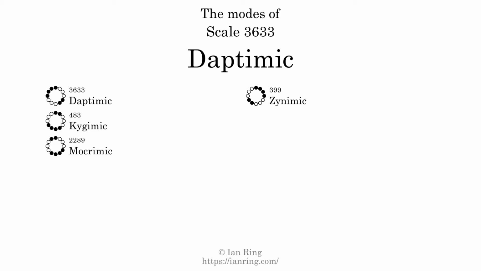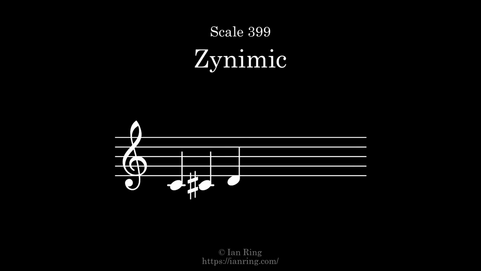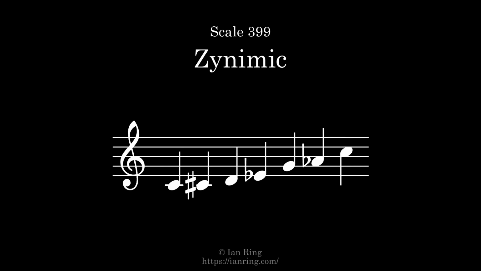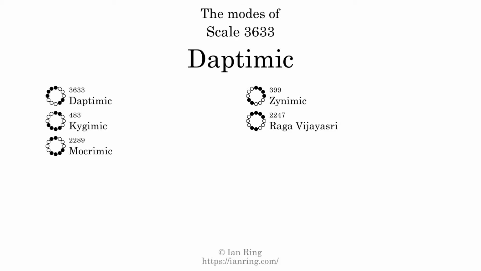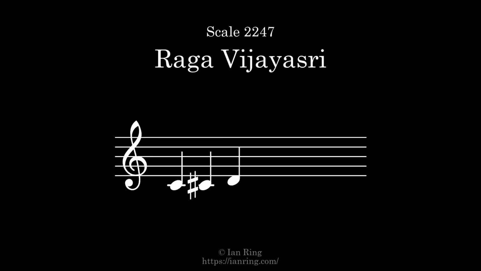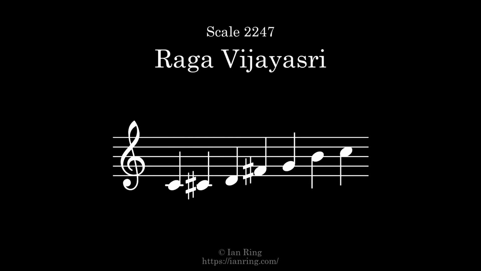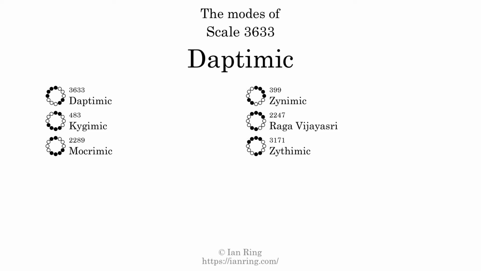The fourth mode is scale 399, also known as Dynamic. It sounds like this. The fifth mode is scale 2247, also known as Raga Vijayasri. It sounds like this. The sixth and last mode is scale 3171, also known as Daptimic. It sounds like this.